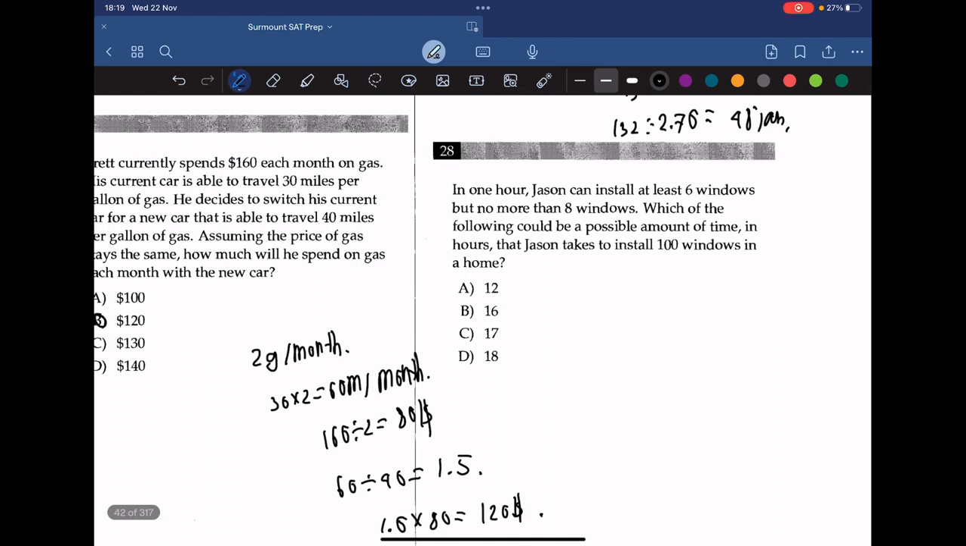In 1 hour, Jason can install at least 6 windows, but no more than 8 windows. Which of the following could be a possible amount of time in hours that Jason takes to install 100 windows in a home?